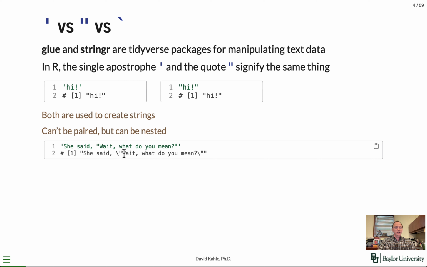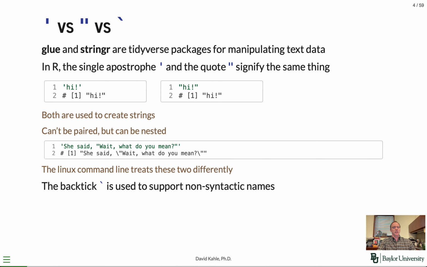And notice that internally, R is actually going to change everything to double quotes, and anything that's internal will have this backslash in front of it. We'll talk about that in a little bit. Now, as I said before, the Linux command line treats these two as different. The single quote is immutable, and the double quote is injectable, by default. We'll see that in just a moment.